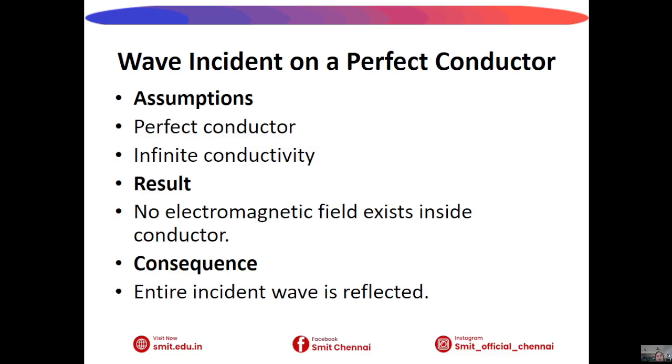Next, we see the wave incident on a perfect conductor. Consider an electromagnetic wave traveling toward a perfect conductor. A perfect conductor has infinite conductivity and does not allow electromagnetic waves to exist inside it. Therefore, the wave cannot penetrate the conductor. As a result, the entire incident wave is reflected back into the original medium. This phenomenon is called total reflection.